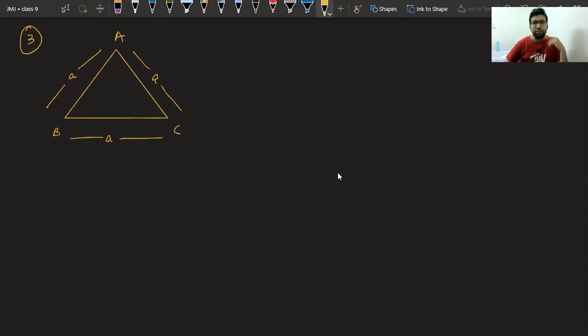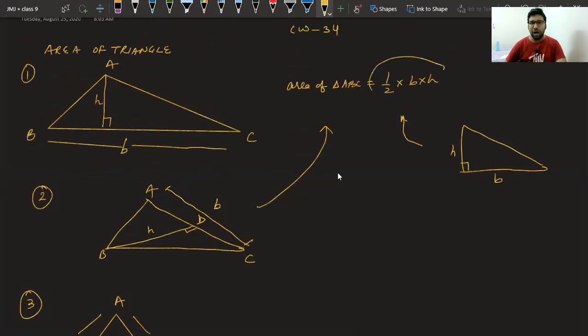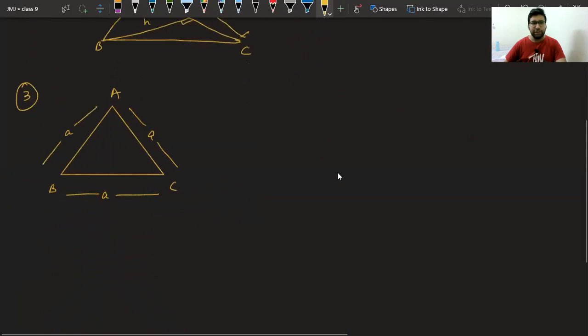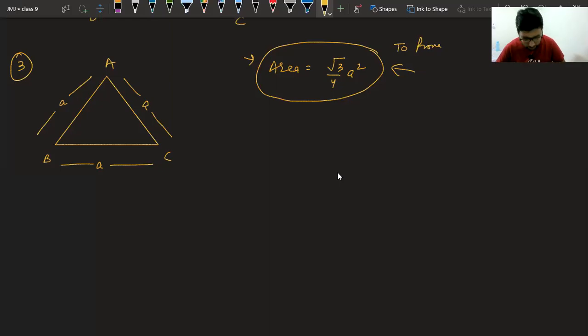Now the question comes from where that formula came. We only have this formula, half base into height. How did we get that formula, area is equal to root 3 upon 4 a square? Who gave us this formula? So let's try to prove this. We want to prove this formula from our earlier knowledge.